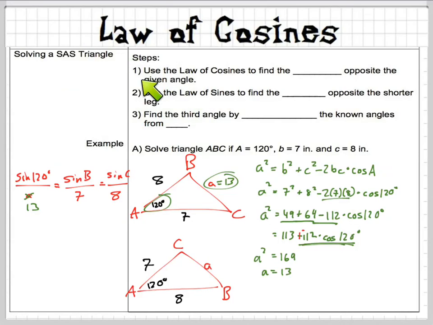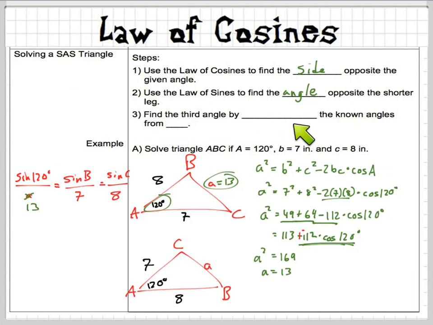Okay, so here are some steps. Use the law of cosines to find a blank opposite the given angle. The what? Yeah, the side. So put side in right there. And this next one says, use the law of sines to find a blank opposite the shorter leg. I don't think it has to be the shorter leg. We're going to find the angle. I didn't originally create these notes, but it's fine. I'll just say use the law of sines to find an angle.